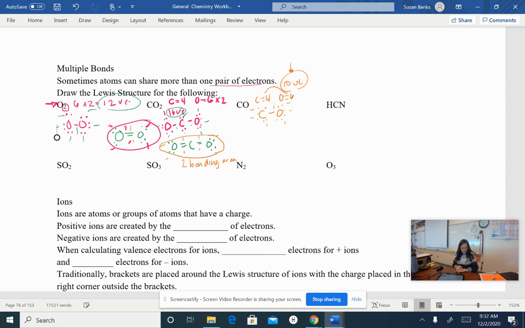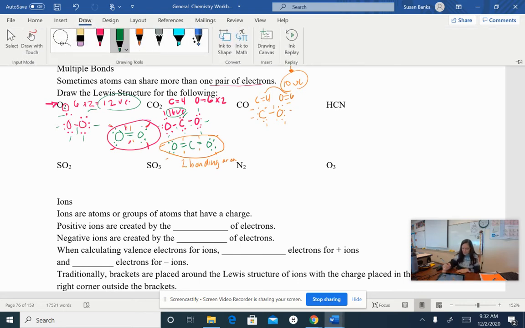Now, we said that a double bond saves us 2 electrons. I need to save 4. So what can I do to save 4 with only 2 atoms? Maybe I could try a triple bond? Let's try that. Let's change our color. Let's try a triple bond.